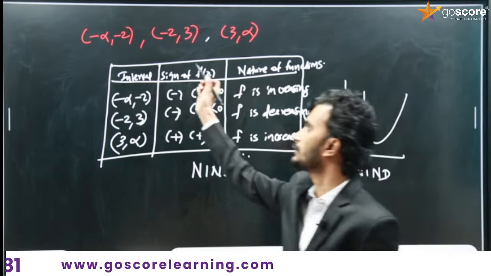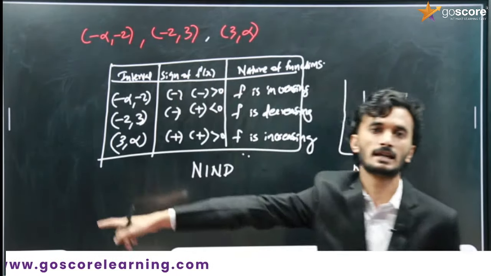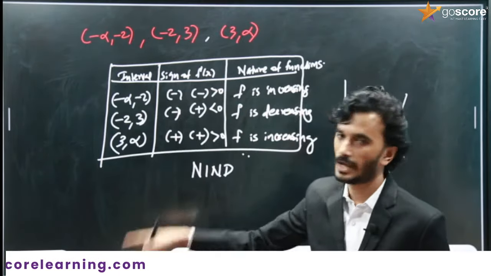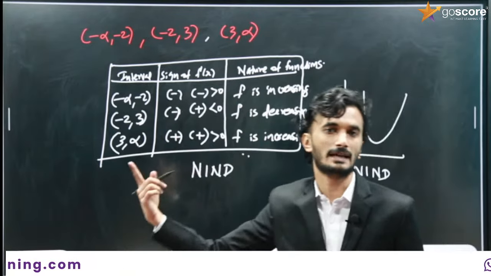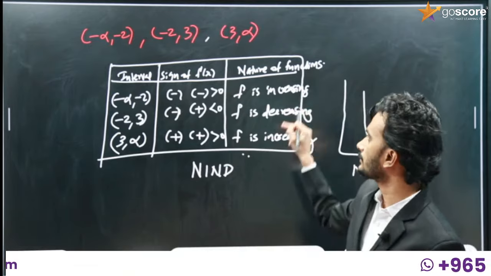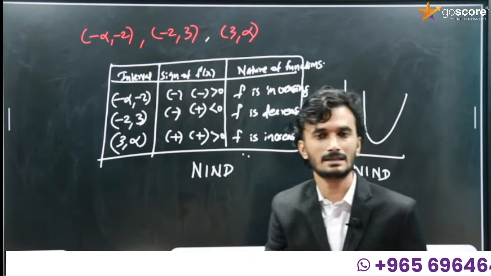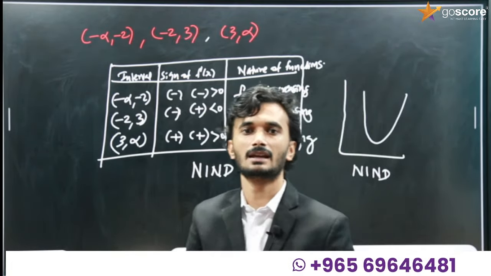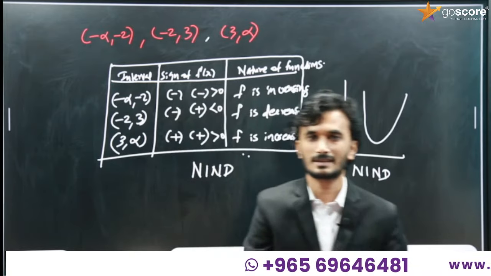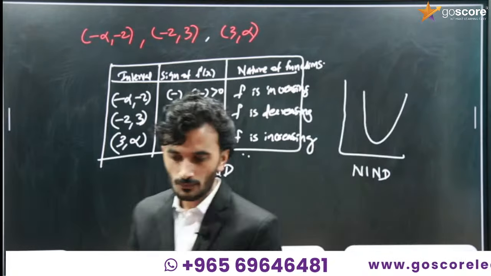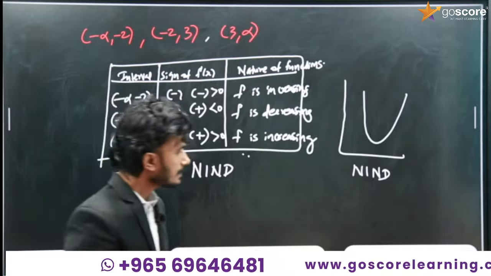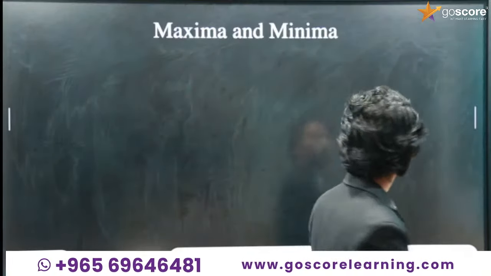First you want to find these limits. After that, you check with this table and find the nature of the function. Here the nature of the total function is increasing, decreasing, increasing. So it is neither increasing nor decreasing. So it is a neither function. Okay. Next we can move on to maxima minima.